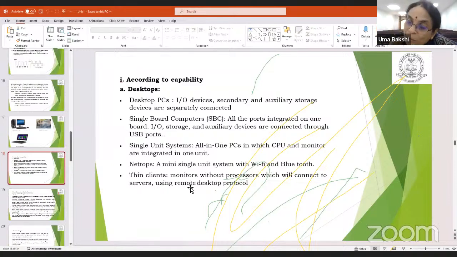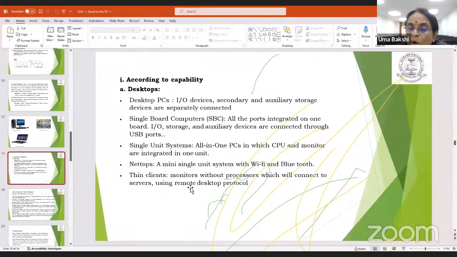You can put the CD, the DVD, the floppy, anything, an external device. A hard disk also you can put to store your photos and other things. So you can use the secondary and auxiliary storage devices. Also, we have single board computers. Single board computers are the ports integrated on one board, and storage will be on the other things.